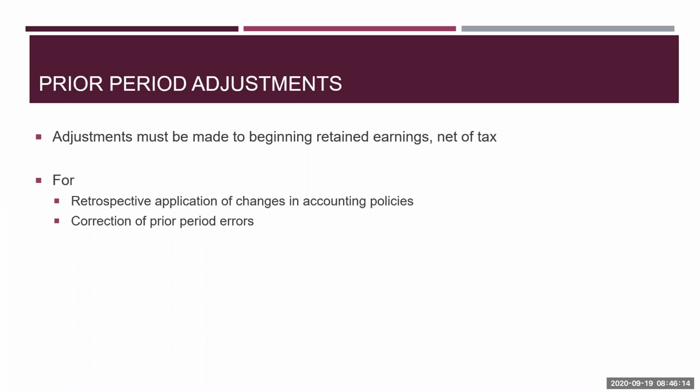This will be for the retrospective applications resulting from a change in the accounting policy. Let's say the company changed from first in, first out inventory to average cost, and the resulting adjustment is because of that change. We will have to capture the retrospective effect and restate our beginning retained earnings net of tax. The same idea applies with any prior period errors that we have come across.